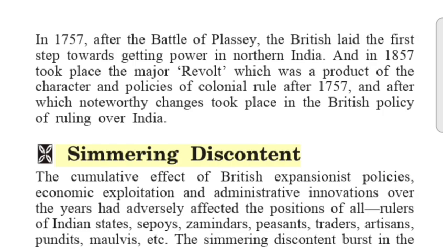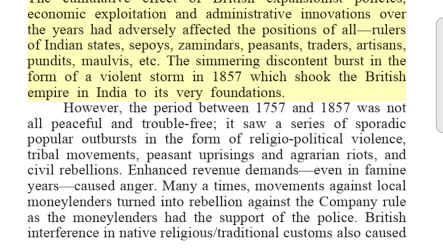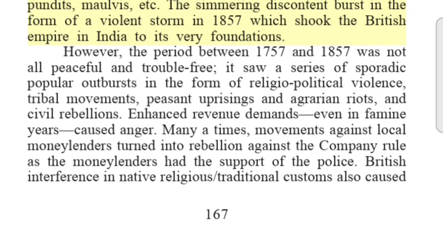Simmering discontent. The cumulative effect of British expansionist policies, economic exploitation and administrative innovations over the years had adversely affected the positions of all rulers of Indian states, sepoys, zamindars, peasants, traders, artisans, pundits, maulvis, etc. The simmering discontent burst in the form of a violent storm in 1857 which shook the British Empire in India to its very foundations.